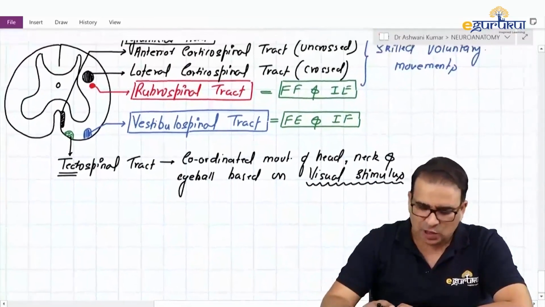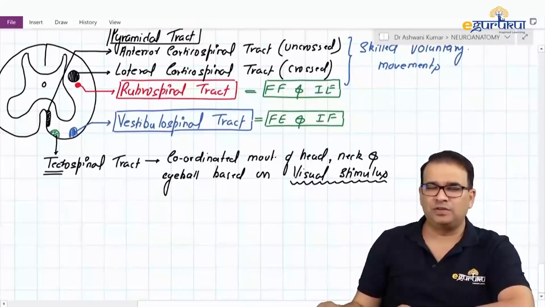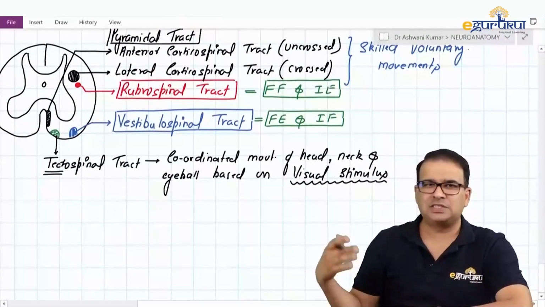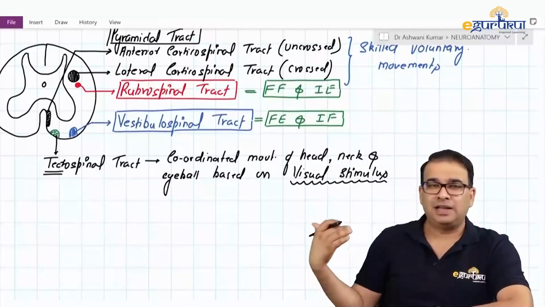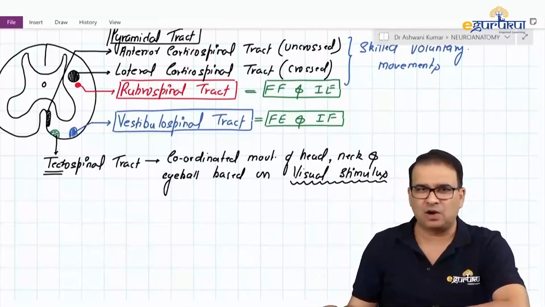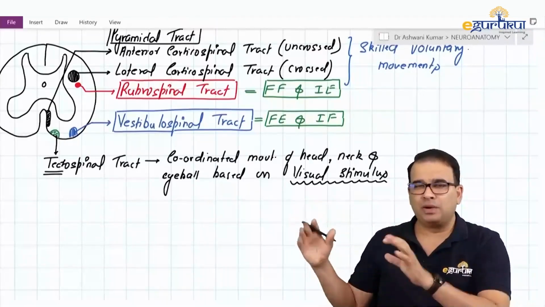Now there are other tracts also which are present at the cross section level of the spinal cord, but we don't have to look into them, like vestibulospinal. We have reticulospinal, medial, lateral reticulospinal tracts are also there, so we're just looking at the important ones.